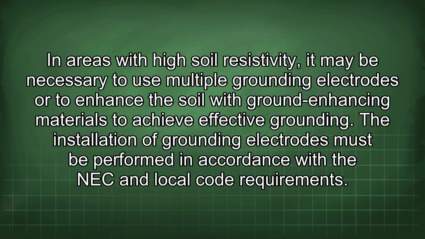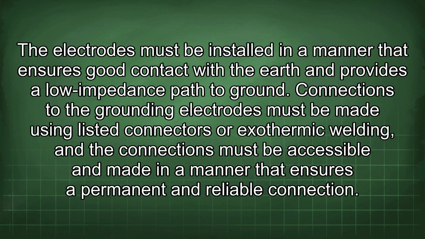In areas with high soil resistivity, it may be necessary to use multiple grounding electrodes or to enhance the soil with ground-enhancing materials to achieve effective grounding. The installation of grounding electrodes must be performed in accordance with the NEC and local code requirements. The electrodes must be installed in a manner that ensures good contact with the earth and provides a low impedance path to ground. Connections to the grounding electrodes must be made using listed connectors or exothermic welding, and the connections must be accessible and made in a manner that ensures a permanent and reliable connection.